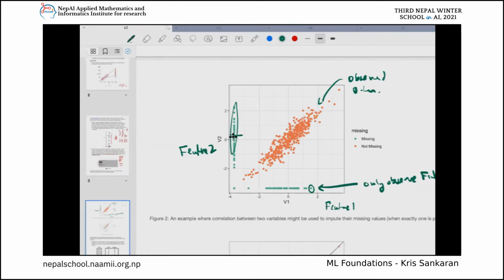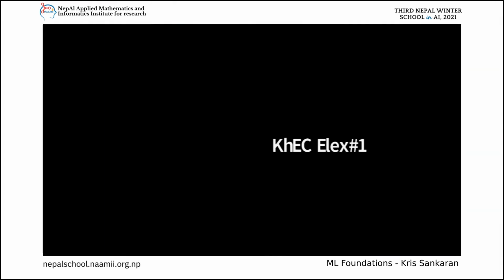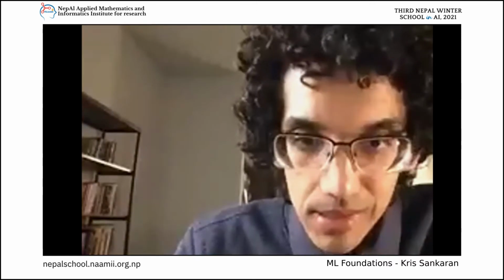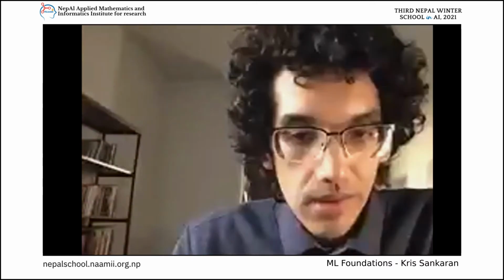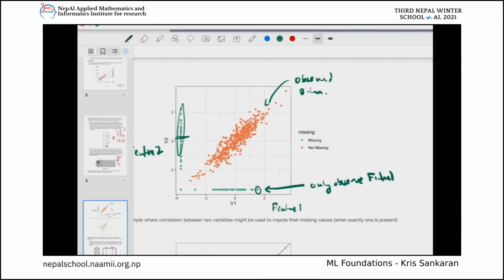imputation would just try to find the median. I'm sorry, I think my internet just crashed for a second. Okay, sorry about that. Okay, so where were we?